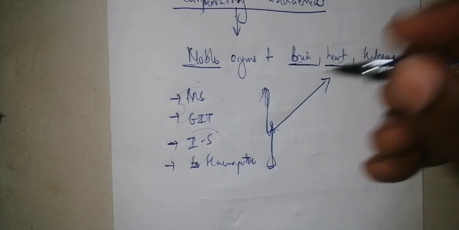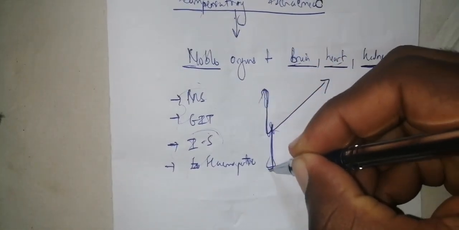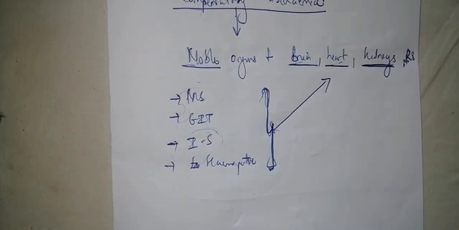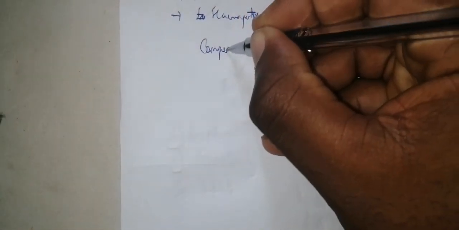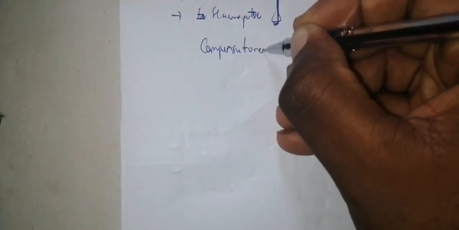Is it clear? So the shift of blood is one mechanism via which birth asphyxia occurs. Now the second mechanism is via the compensatory respiratory mechanism.